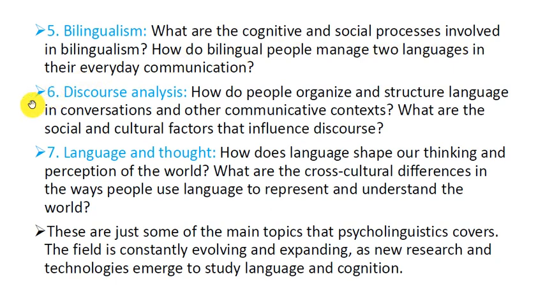Number six is discourse analysis. How do people organize and structure language in conversations and other communicative contexts? What are the social and cultural factors that influence discourse? Number 7 is language and thought. How does language shape our thinking and perception of the world? What are the cross-cultural differences in the way people use language and represent and understand the world?